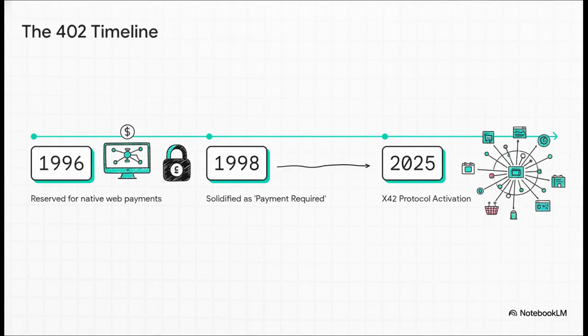If we trace this all the way back to 1996, internet pioneers, guys like Tim Berners-Lee, actually reserved the HTTP 402 status code specifically for native web payments. And by 1998, it was officially solidified as payment required. The creators of the web knew, even way back then, that we'd eventually need a built-in native way to just pay for things on the internet. But then, absolute crickets. It completely flatlined. There's this massive empty gap until the X42 protocol finally activated it in 2025.